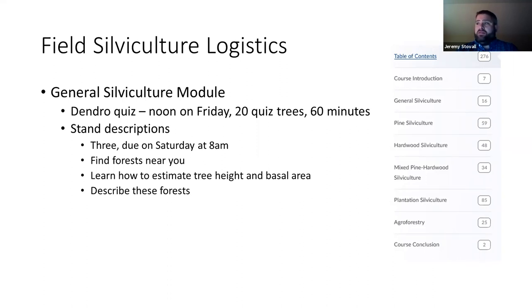With the stand descriptions, we're going to be flexible on this, but basically you need to find three forests near you. What we're calling a forest, if there are trees of some sort in it, we're going to call it a forest. And we're counting species like juniper, post oak, any of the xeric-sided oaks, Texas live oak. So if you're in San Antonio or that area, open woodlands work. If you're up in Dallas or northeast Texas, and you find some hackberry on a bottomland near a creek, that works.